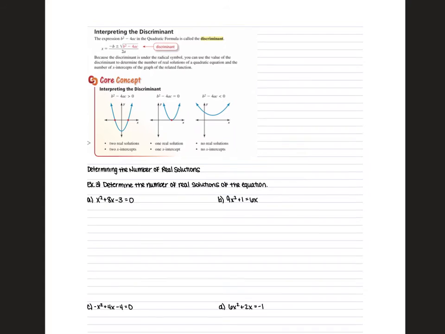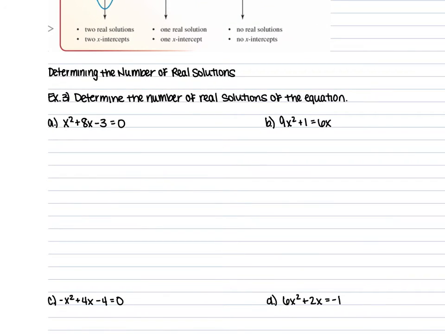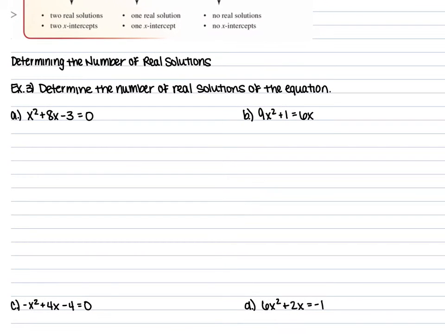For our next part, we are going to be determining the number of solutions of the equation. With this, we are going to use the discriminant. The discriminant is just the part underneath the radical in your quadratic formula, so that b squared minus 4 times a times c. If you use that and you get an answer that's greater than 0, you have two solutions. If you get 0, then you have one solution. And if you get a number less than 0, so a negative number, you have no real solutions.